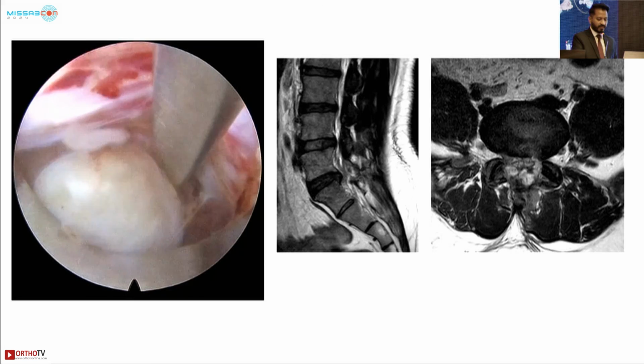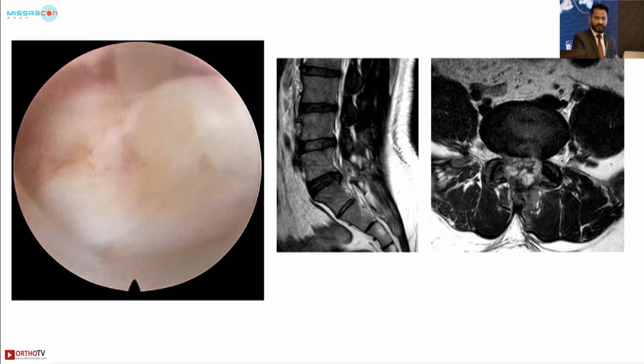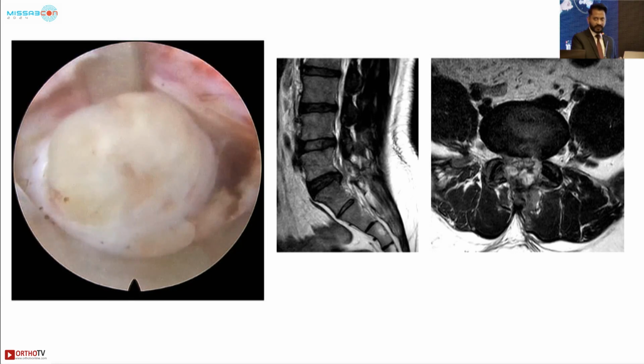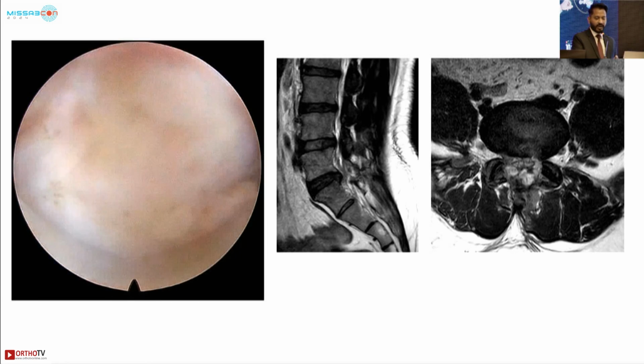So yes, you can say all types of stenosis, which includes lateral recess stenosis, central stenosis, as well as foraminal stenosis, can be very well dealt with by interlaminar uniportal endoscopy.